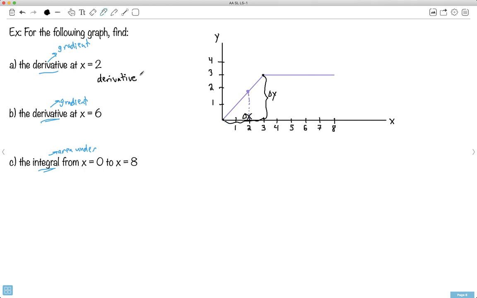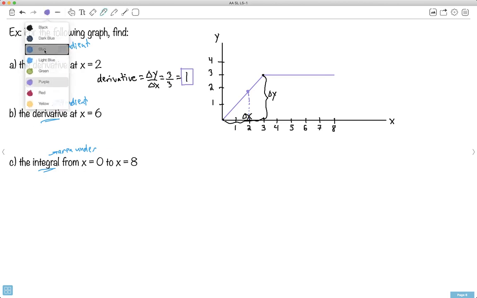So the derivative is equal to, let's see, it's going to be delta y, which goes from 0 up to 3. So it's going to be delta y over delta x, which is equal to 3 units up over 3 units across. 3 over 3 is just 1. So my gradient is 1. In other words, my derivative is 1. Does that tell you something? It means you're going up a hill. It's positive.